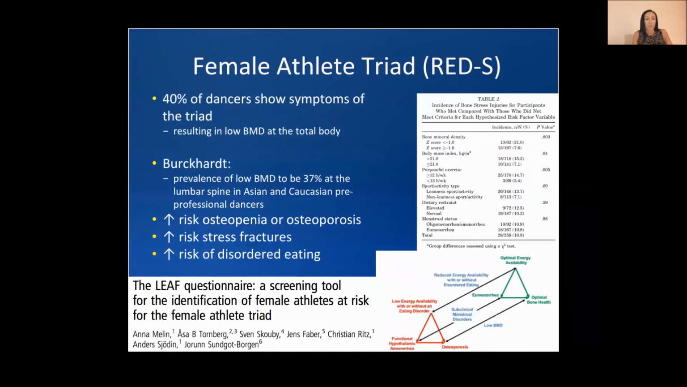Unfortunately, it's really difficult to discuss dance injuries without discussing the female athlete triad, also known as REDS now, which is the relative energy deficiency in sport. When we look at risk, the greatest risk factors for stress fractures are greater than 12 hours per week of purposeful exercise, low bone mineral density, a BMI of less than 21, and participation in a leanness sport or activity. And all of those things are what dance is.